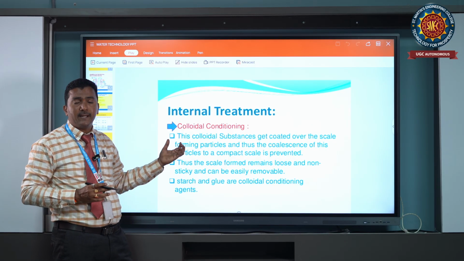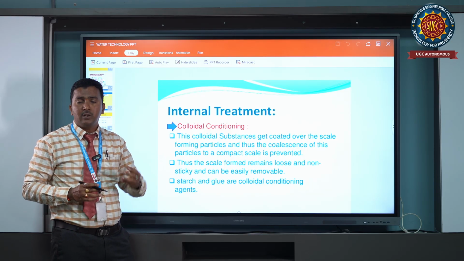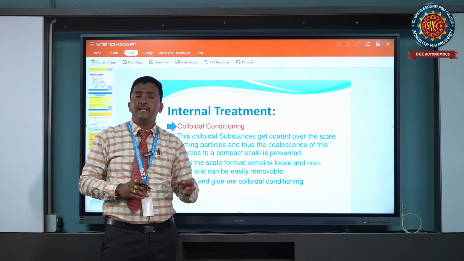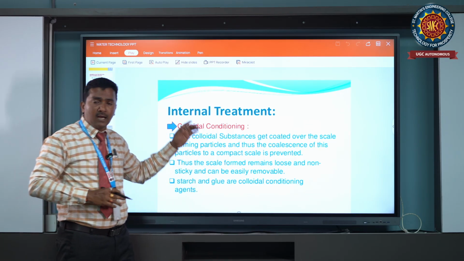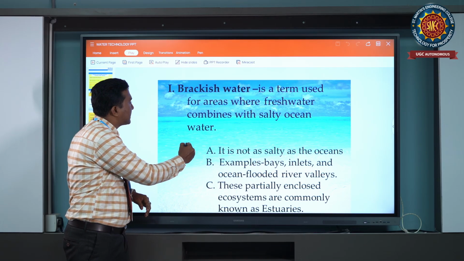In the internal treatment methods, we use 3 processes. The first one is Calgon conditioning, the second is phosphate conditioning, and the third is colloidal conditioning. These are the external treatments and internal treatments.